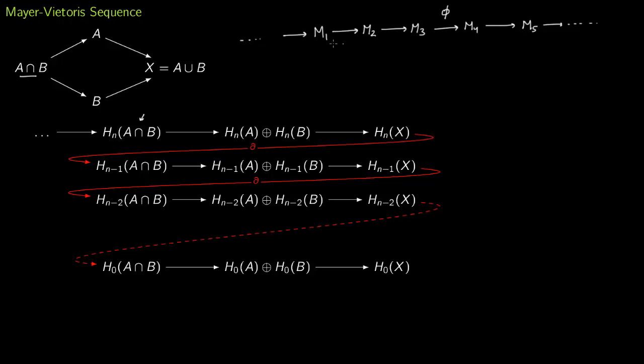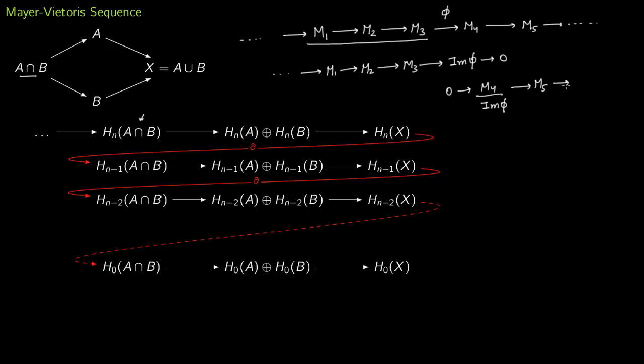So what you do is, you copy this part of the sequence down: M1, M2, M3, and then write image of phi here, and then put 0. And then for the rest of the sequence, you go 0, M4 divided by image of phi, that is the cokernel of phi, M5, and so on. So you continue. You can splice it right here. And that is what we are going to use in the computation for the torus and Klein bottle.